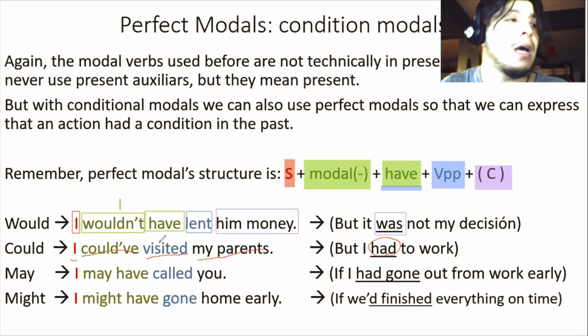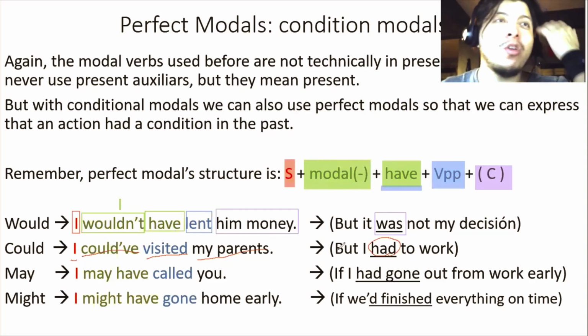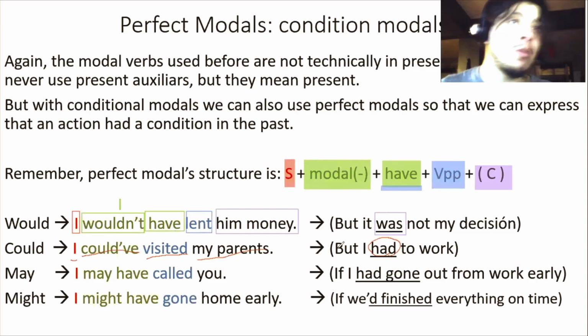Yo podría haber visitado a mis padres. Yo podría haberlo hecho, pero tuve trabajo. No estoy hablando de que yo podría visitarlos y en este momento me salgo de mi casa y voy con ellos. Estoy diciendo yo lo podría haber hecho la semana pasada, pero la semana pasada tuve mucho trabajo. La semana pasada no pude. Este es un modal perfecto porque está hablando de una condición que ya se acabó. Es algo que ya fue, ya pasó.